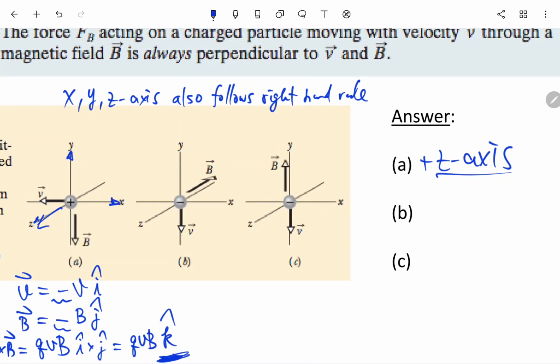And for question B, this is a negative charge. This is v, this is B. We use our hand pointing backward and then cross to the B field. So V cross B is pointing out of the page, but the charge is negative, which means that FB is pointing into the page. Not into the page, actually: V cross B points to the positive x-axis, so FB points to the negative x-axis.